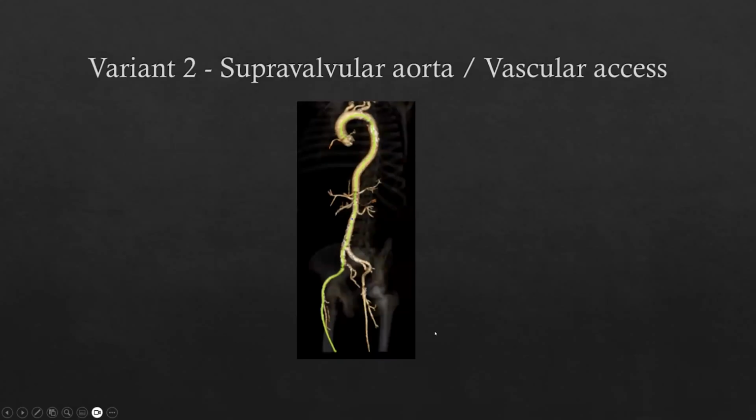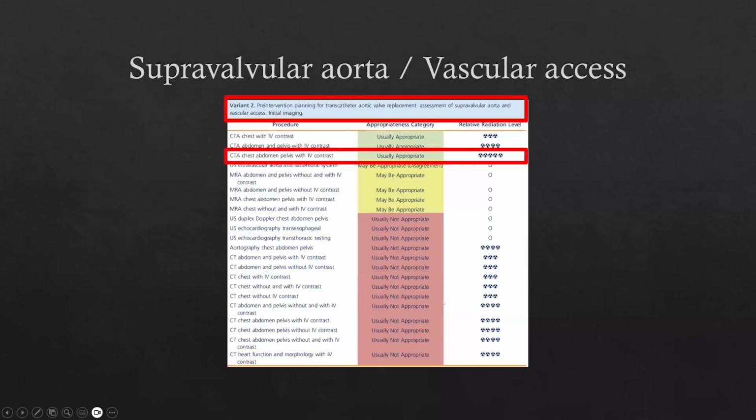All right, so jumping into that second variant the ACR proposes, which is for pre-intervention imaging. We're looking at the supravalvular aorta in the thoracic cavity, the abdomen and pelvis, as well as vascular access. And this is accomplished with a CTA of the chest, abdomen, and pelvis, non-EKG gated.